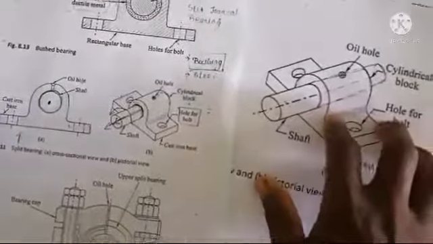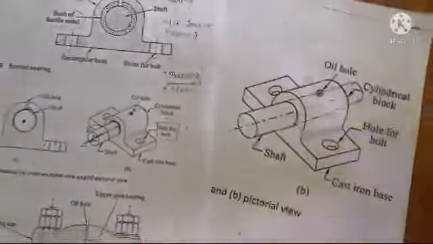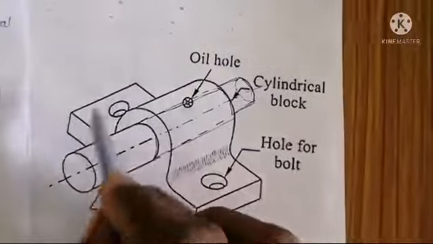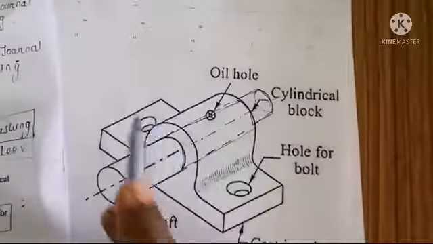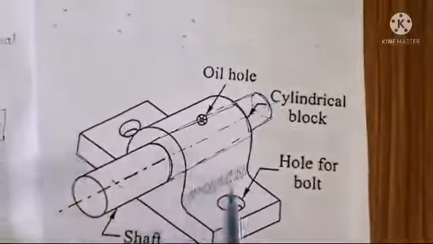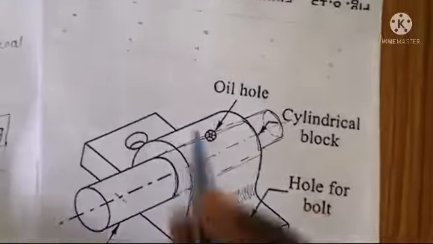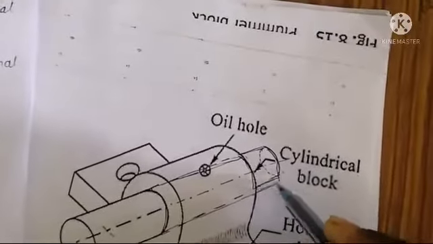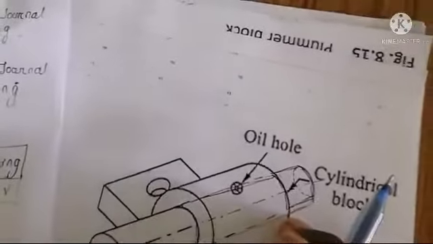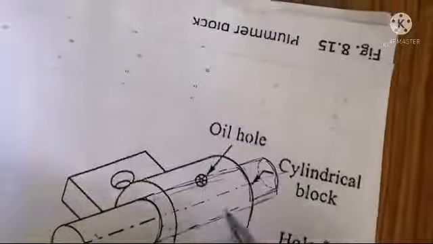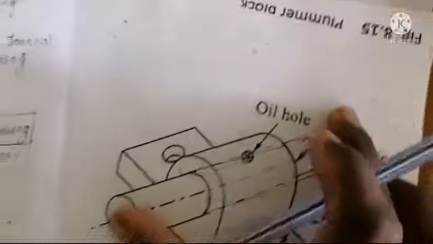First we need to know why it's called journal bearing, and which part is called journal and which part is called bearing. As you can see here in this figure, this solid portion which has a rectangular base with one cylindrical block is called the bearing, and the connected or attached portion of any shaft which is connected to this bearing is called the journal.